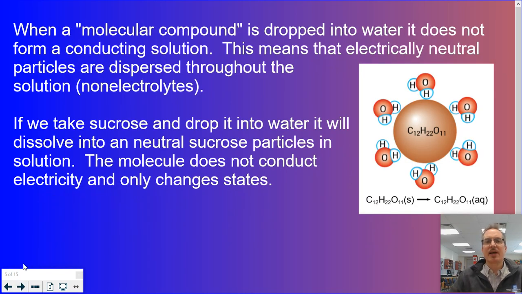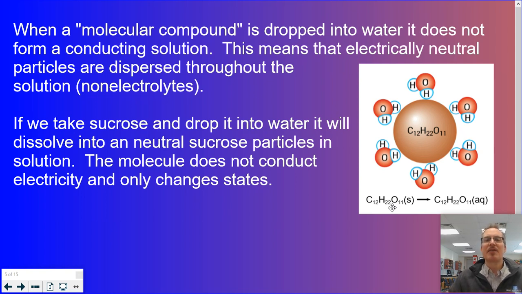Now, the opposite of an ionic compound would be a molecular compound. And a perfect example of a molecular compound for us would be sucrose. So I've started with sucrose, let's say a spoon of sugar, solid. I drop it into a bucket of water. Although when you stir it, it looks like it disappears, it doesn't actually break into ions.